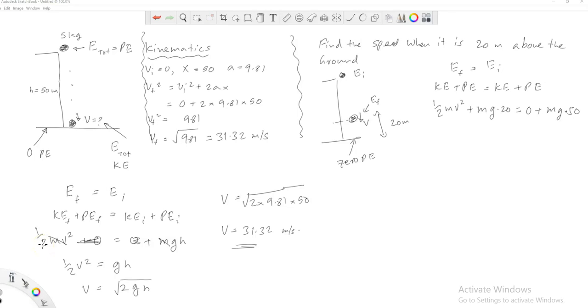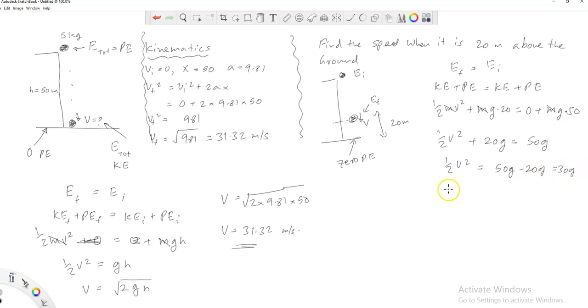So you see that again, even in this problem, you don't have to use the mass. It gets cancelled out on both sides. So we can divide the whole thing by m. We have half v squared plus 20g equals 50g. So I'm going to take this 20 times gravity to the other side. So I have half v squared equals 50g minus 20g, which is 30g.